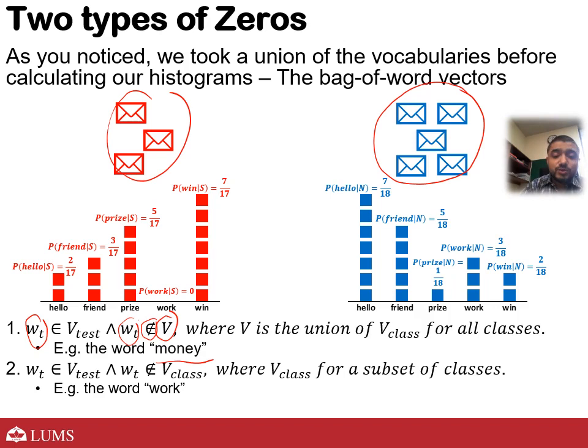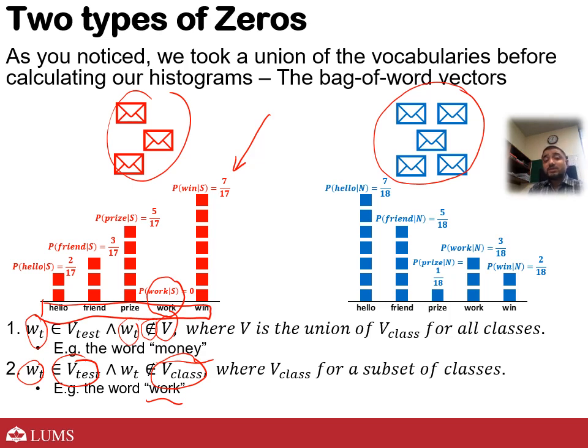ठीक है. दूसरा वो जीरो है जहाँ पे the word WT belongs to the test vocabulary, and the word WT does not belong to the vocabulary of that particular class, but it belongs to the vocabulary of the overall training data. For example, the word work. तो वर्क जब हम स्पैम के लिए कैलकुलेशन कर रहे हैं तो यहाँ पर वर्क नहीं मिला है, लिहाजा ये जीरो यहाँ पर आया हुआ है. हाउएवर ऐसा नहीं है कि आपकी वोकैबुलरी के अंदर ही ये वर्ड अननोन है, तो इसका मतलब है किसी और क्लास में आया होगा. दिस इज द सेकंड टाइप ऑफ जीरो.